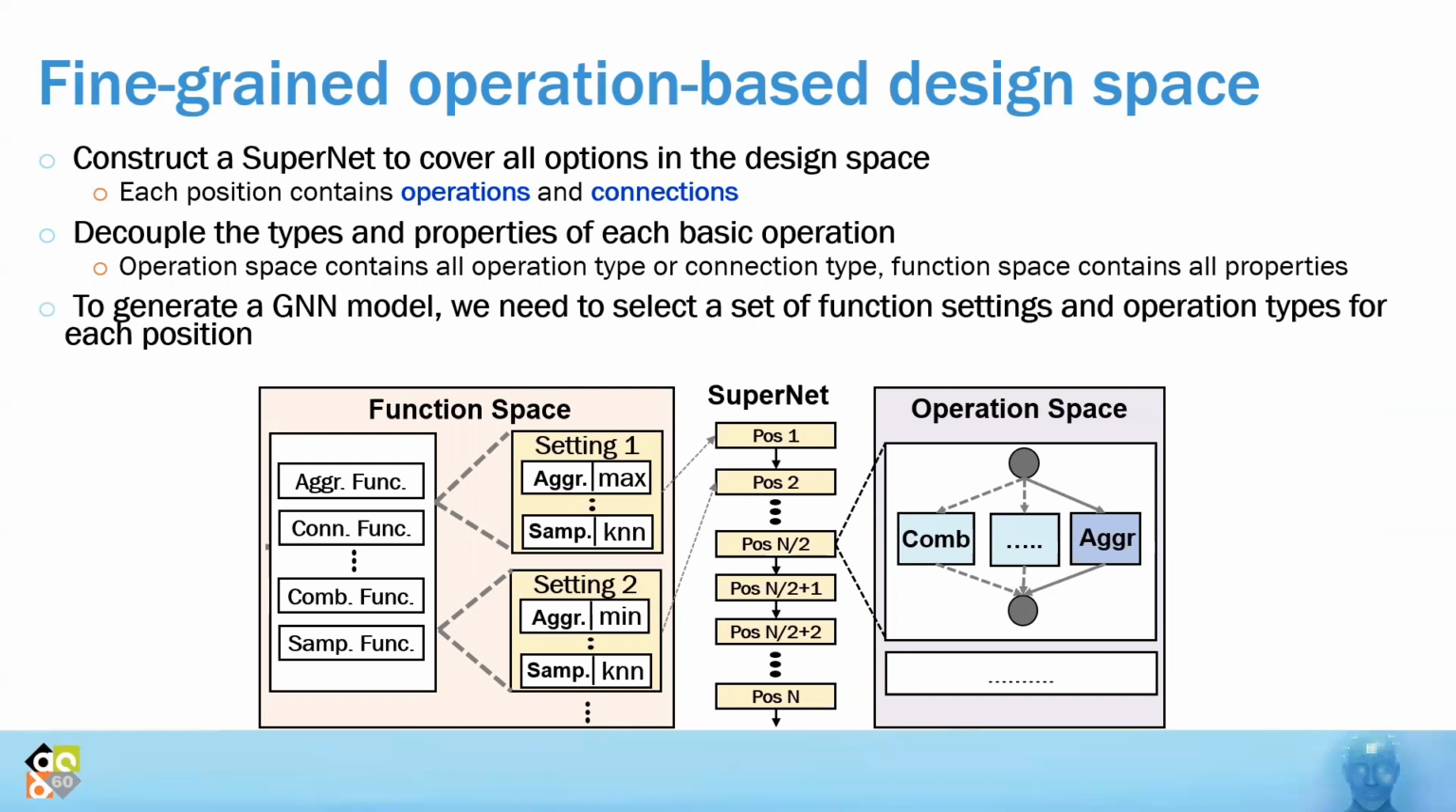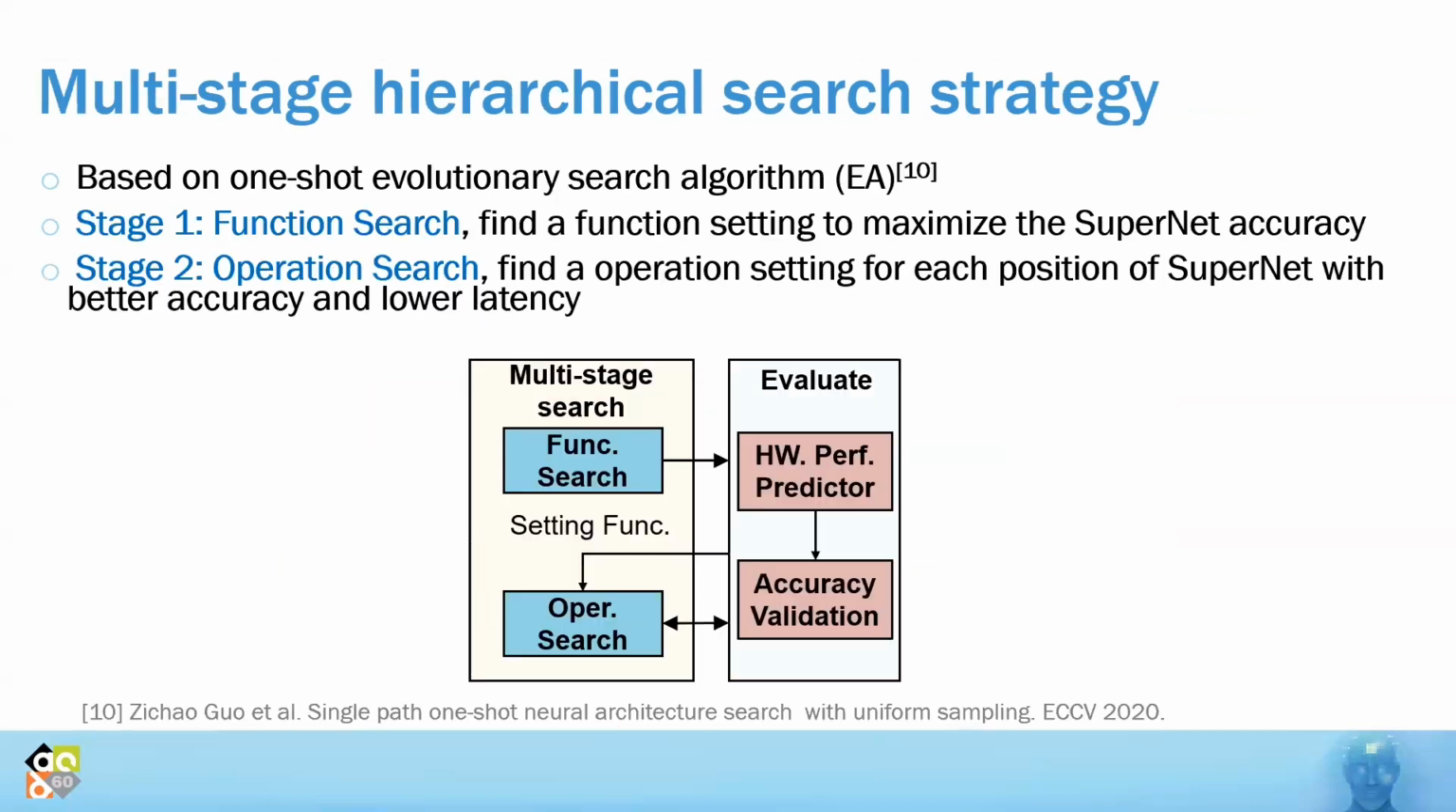In the first stage, HGNAS performs function search. The goal is to find the best function setting in the function space to maximize the accuracy of the supernet, which is also to ensure the accuracy of the designed model. In the second stage, HGNAS will perform operation search. The goal is to find an operation setting for each position of the supernet in the operation space, so that the constructed GNN model has higher accuracy and lower latency.